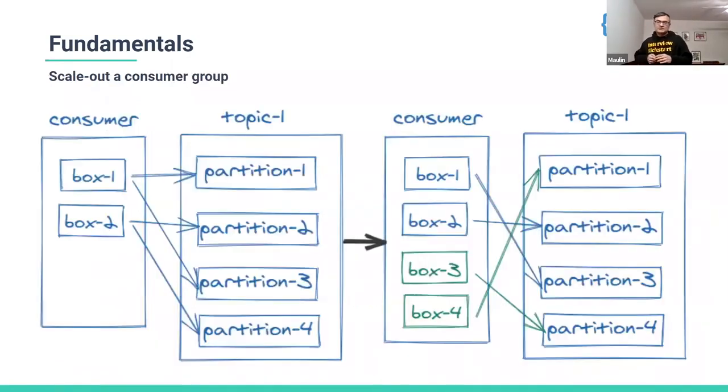So let's talk a little bit on scale out. What happens when you scale out a consumer group with more boxes? Let's say you have a holiday readiness plan and you want to make sure you have enough processing power on the consumer side. On the left here, initially your consumer has 2 boxes and Kafka topic 1 has 4 partitions. And the assignment of partitions is like on the left diagram that you see.